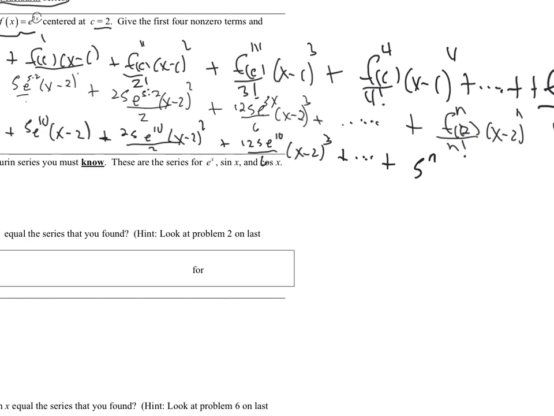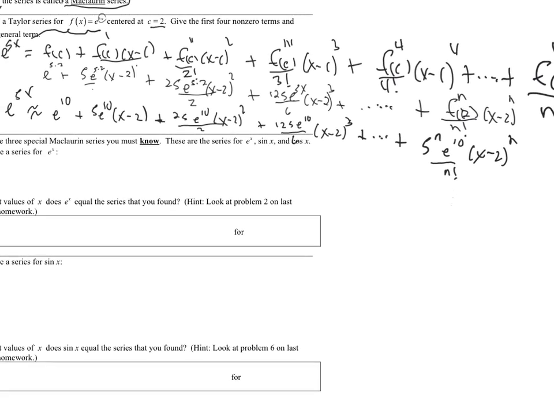to the n, because I had 5 squared, 5 cubed, 5 to the n, and then e to the, well, it's always e to the 10. It was always over n factorial x minus 2 raised to n. Okay, that'll work.